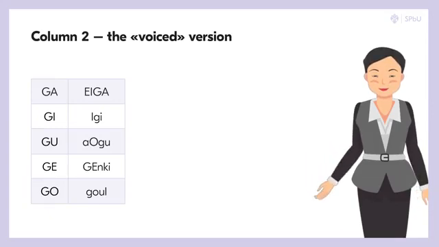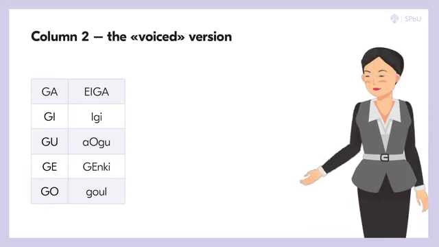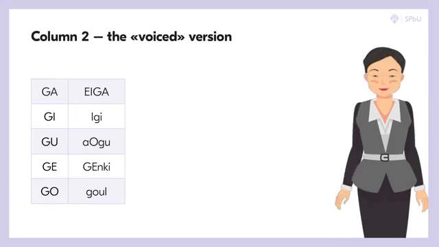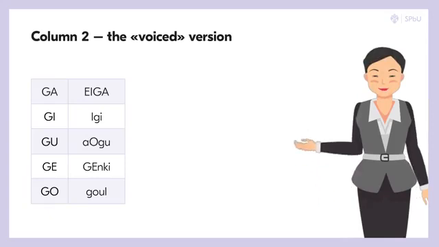So, ga, nga, gi, ngi, gu, ngu, ge, nge, go, ngo. And now some words. Eiga, igi, aogu, genki, goi.